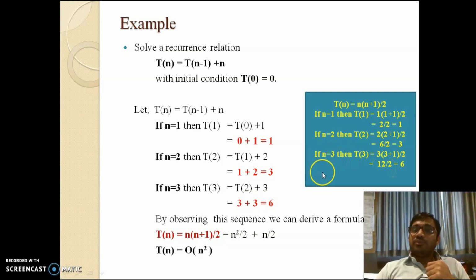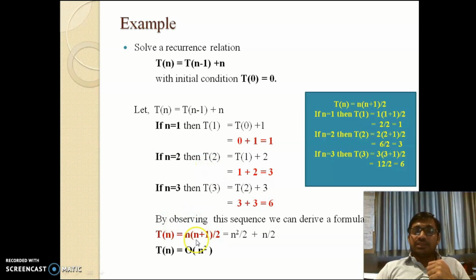You can check any value of n, like n is equal to 4, n is equal to 5. These both are equal. So from this recurrence equation we can guess that this is also equivalent. So we can write t of n is equal to n into n plus 1 divided by 2 in place of this recurrence equation.